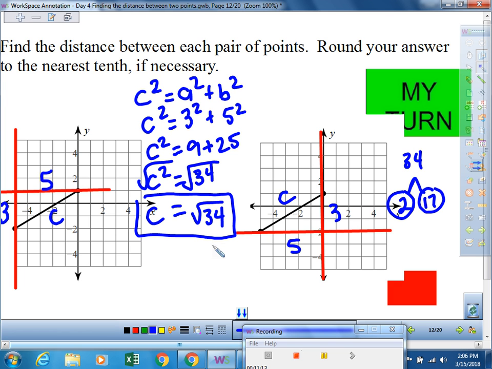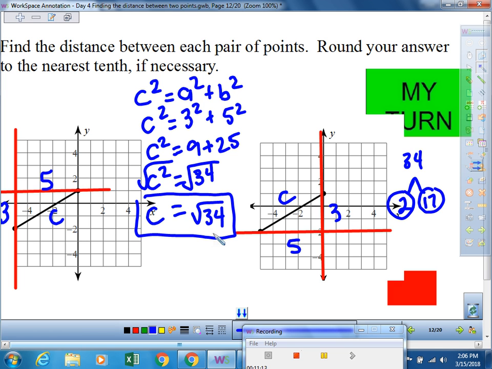On your homework, sometimes maybe the whole page is like that, where you can't factor it. Then your whole page would look like C equals square root of 34. That would be your answer. If you can factor it, factor it. If not, then just leave it like that.